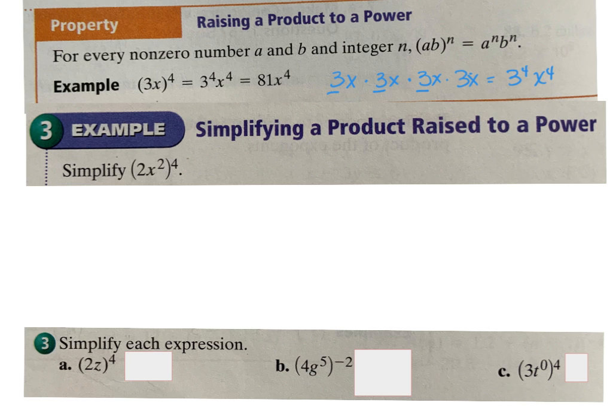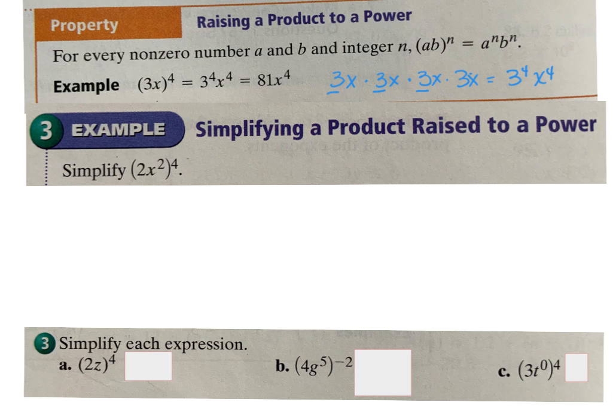And so that's what this particular property tells us for every non-zero number a and b. This is when we have more than one thing inside the parentheses taken to a power. We're going to take everything in the parentheses to that power. And so that's what happened here when we did this. We had 4 3's, which gave us the 81, and then we had x to the 4th. So we had 81 x to the 4th.